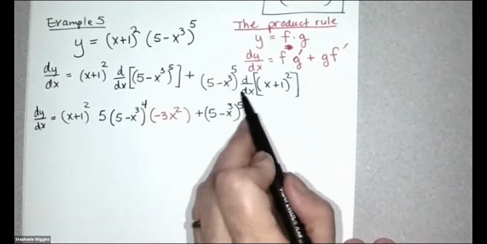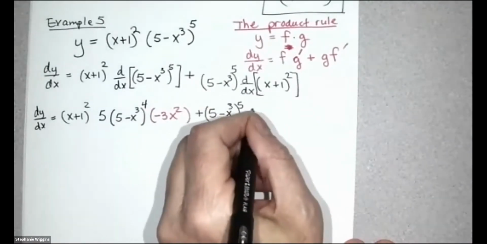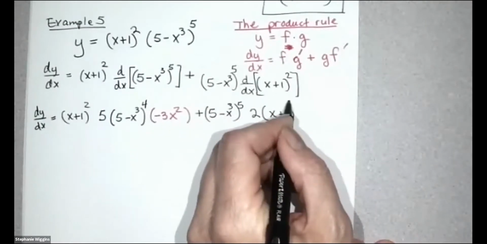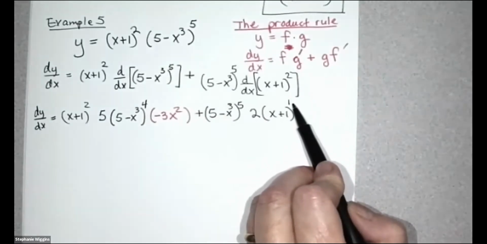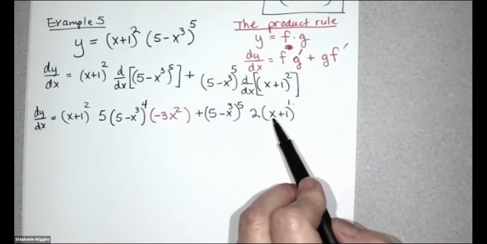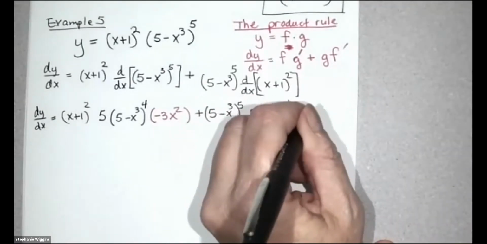Now I'm taking the derivative of this. So applying the power rule, the 2 comes out front, and then x plus 1 is now raised to the power of 1 because I subtract 1 from 2 to get 1. And then I take the derivative of what's inside. Well, the derivative of x plus 1 is just 1, right? Because this is a linear function with slope 1. So the derivative is just 1.